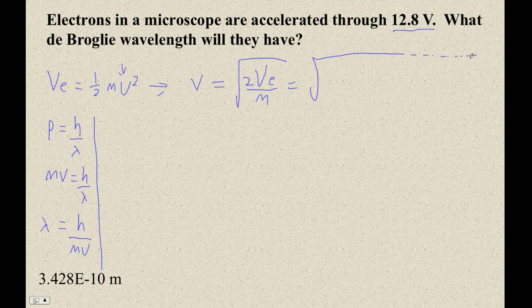the square root of 2 times 12.8 times 1.602 e minus 19th, right? Divided by 9.11 e minus 31. That's the mass of an electron, right? We've got to look that up in our data packet. So let's go square root of left parenthesis 2 times 12.8 times 1.602 e minus 19 divided by 9.11 e minus 31st, right parenthesis.